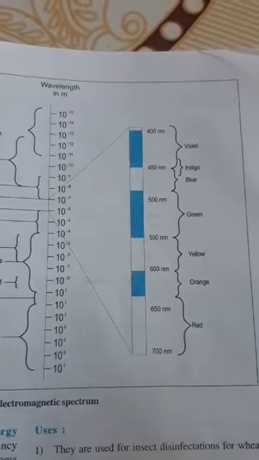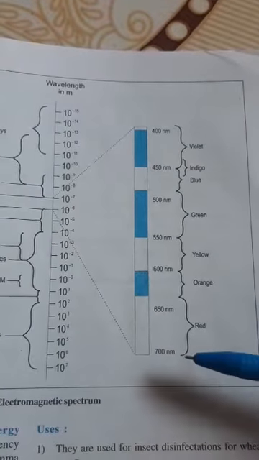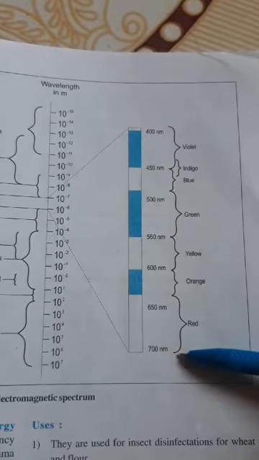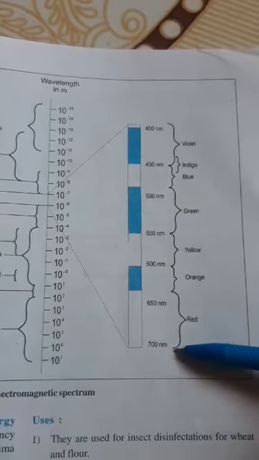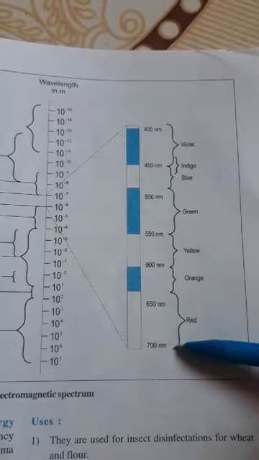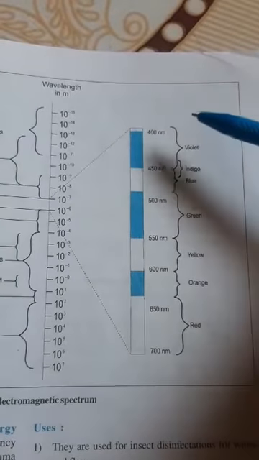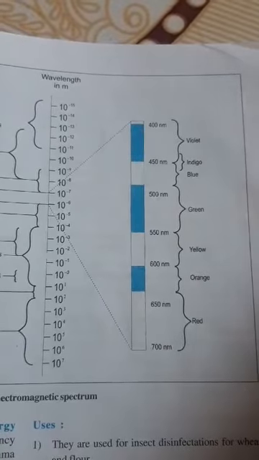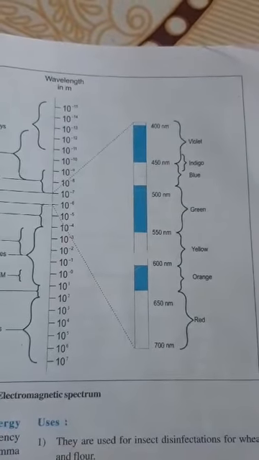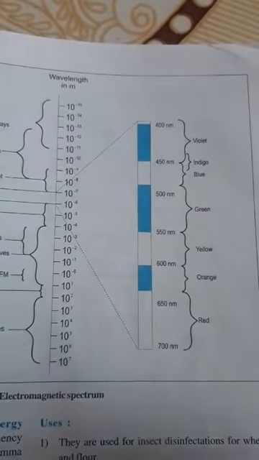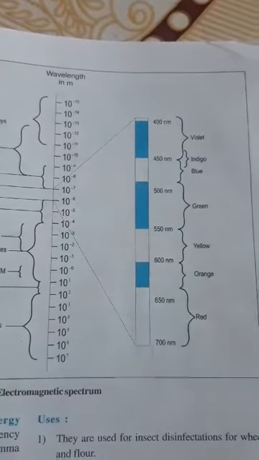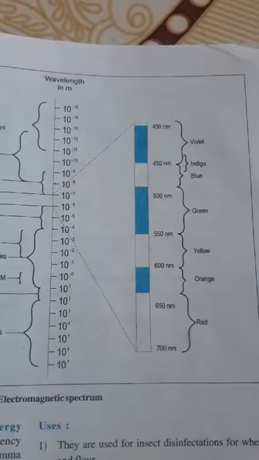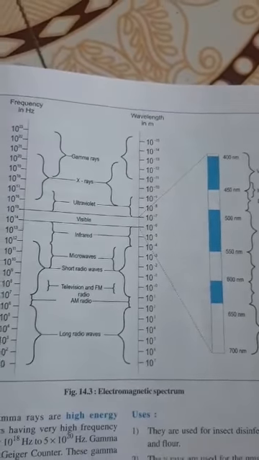From this we conclude that the wavelength of red color is maximum, 700 nanometer, and for violet color the wavelength is minimum, as we are talking about only visible light. This is the electromagnetic spectrum.